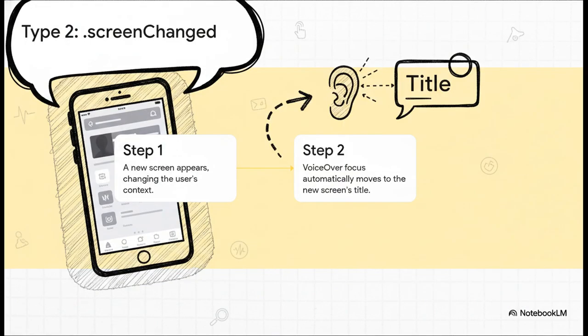All right, tool number 2, .screenChanged. Now this one is for the big moves, when you navigate to a totally different screen. As soon as you post this notification, it's like a helpful guide that immediately moves the VoiceOver cursor to the most logical starting point, which is usually the screen's title. This instantly orients the user. They immediately hear something like settings, and they know exactly where they are.